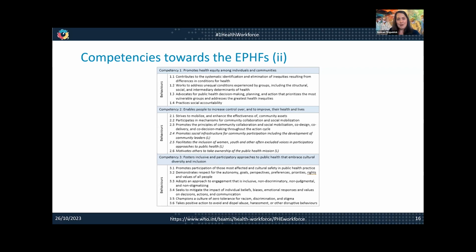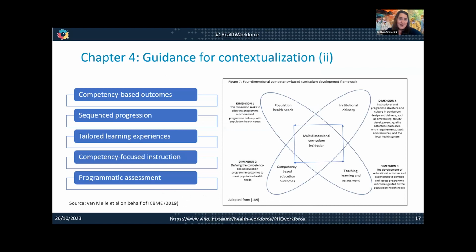And then the final chapter of the framework is guidance for how to adapt from the framework, contextualize that, and bring that into curricular content. So again, going back to, this is a framework of outcomes, but we do elaborate actually some of the content and topic areas we would expect to see in curricula. So it's the competency-based outcomes that then guide the progression of content, the learning experiences, assessment, and of course, the design and delivery of education to enable learners to develop those competencies for their practice activities.